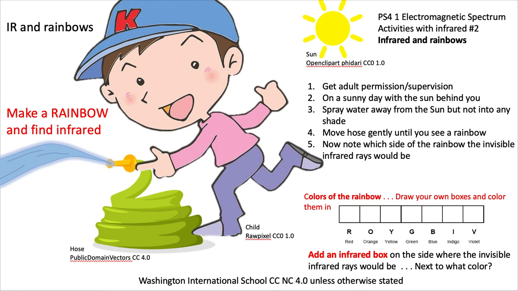And the boxes below are all the colours of the rainbow, and you can just copy that and add another box on one of the sides where the infrared would be, but it's invisible, not going to have a colour to it.